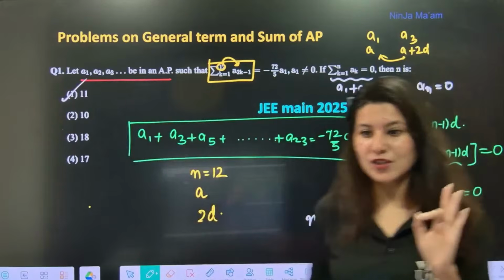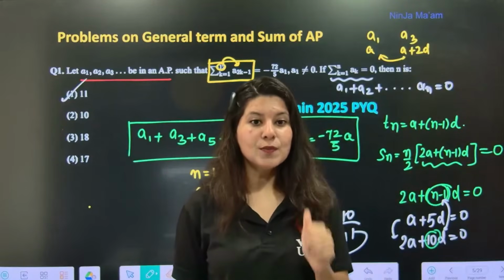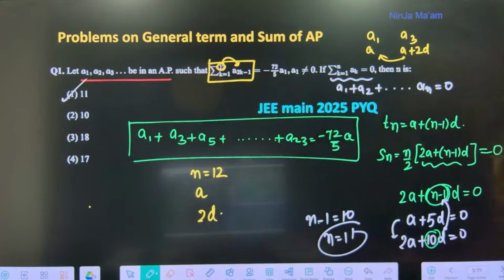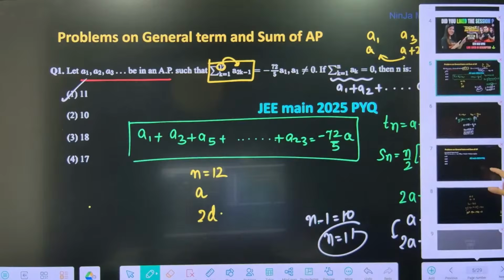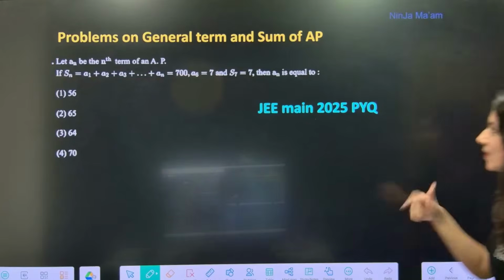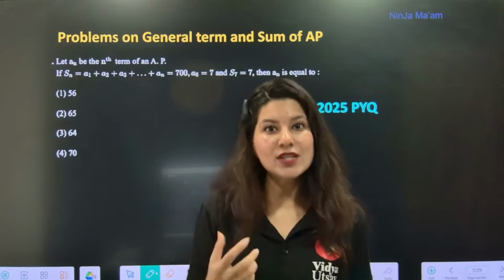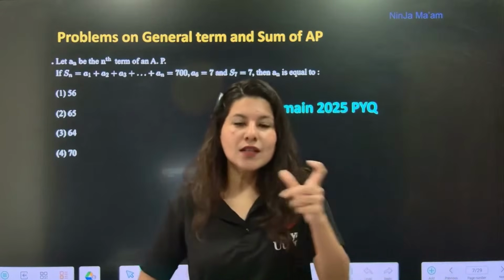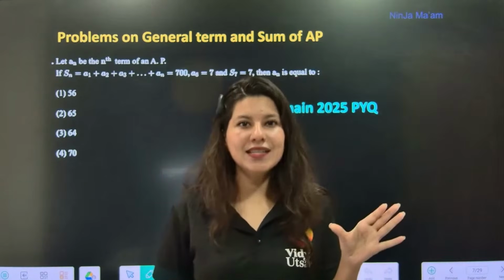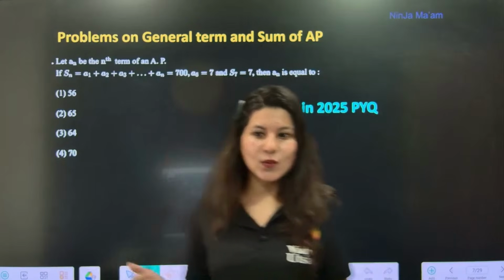Just the equation solving game should be absolutely strong. Okay? Clear? Let us move on to the next similar problem. Can you see again, equation solving should be strong. Do not get scared of equation solving. Arithmetic progression is 10%. 90% is equation solving.